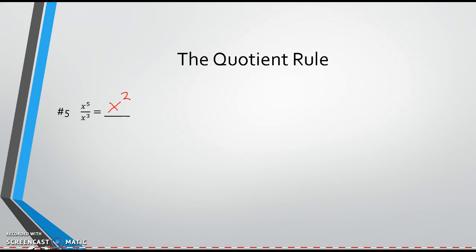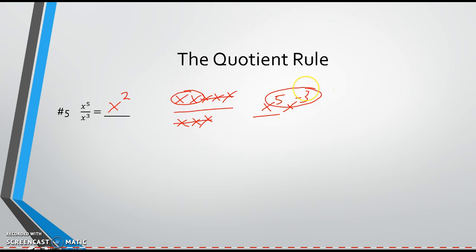A couple ways we can think about this one. x to the 5th, that's 1, 2, 3, 4, 5 x's on top, and 1, 2, 3 x's on the bottom. Well, these 3 x's can wipe out these 3 x's, and I have 2 left over. Another way to think about this is I can keep the x to the 5th there, but because this x to the positive 3rd is on the bottom, I can move it to the top and make it x to the negative 3rd. And then I could just add the exponents. 5 plus a negative 3 is x to the 2nd. So there's 2 ways to think about that.